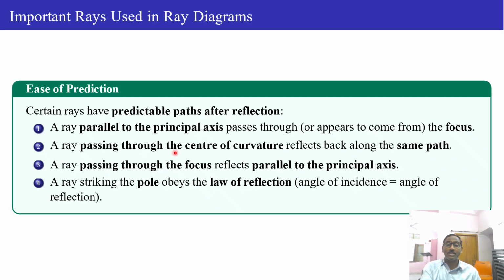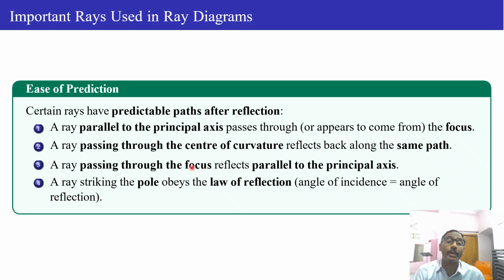A ray passing through the center of curvature reflects back along the same path. A ray passing through the focus reflects parallel to the principal axis. A ray striking the pole obeys the law of reflection. The angle of incidence is equal to the angle of reflection. Here: the parallel ray, the ray passing through the center of curvature, the ray passing through the focus, and a ray striking the pole obeys the law of reflection.